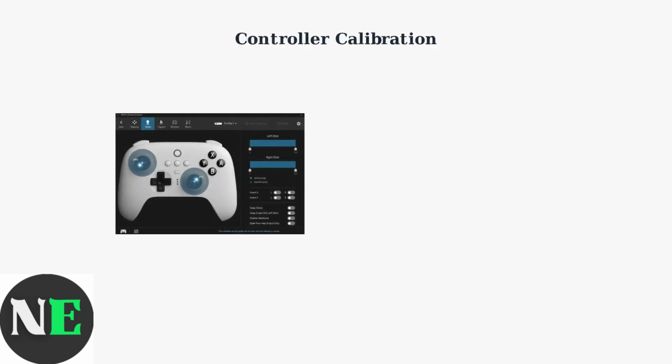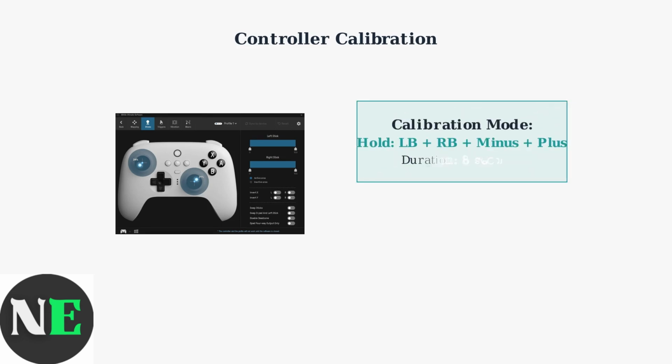Controller calibration can resolve input accuracy issues. The 8BitDo Ultimate 2 has a built-in calibration mode accessed through a specific button combination. Hold LB plus RB plus minus plus plus buttons simultaneously for 8 seconds to enter calibration mode. The controller will indicate when calibration mode is active.